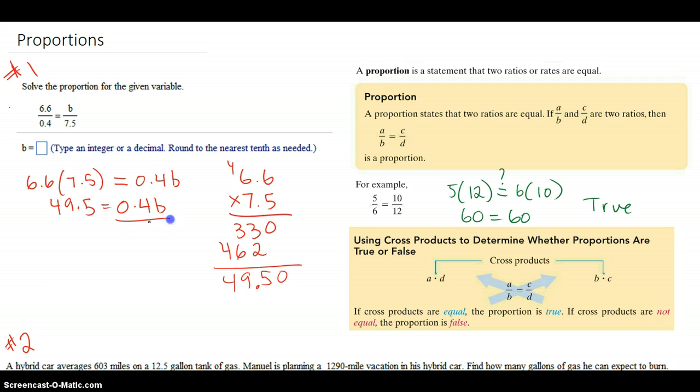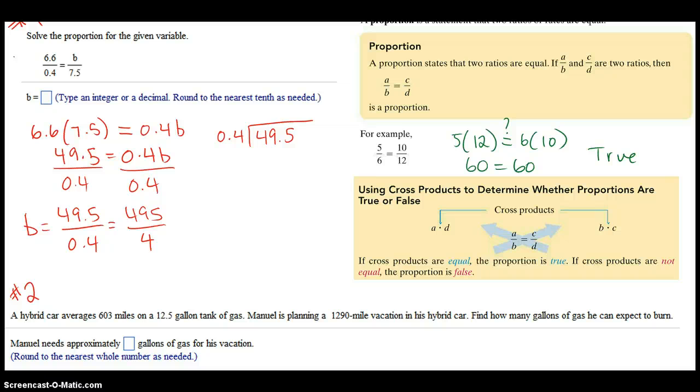Now we're going to divide both sides by 0.4. So b would equal 49.5 divided by 0.4. You could just multiply both sides by 10, to get 495 over 4. Or, if we're going to do that by hand, again, you could just use your calculator. You can do that by hand. And you can see this is the same thing, because if you move this 1 decimal place and this 1 decimal place, it'd be like saying 4 into 495. So we'll just divide this.